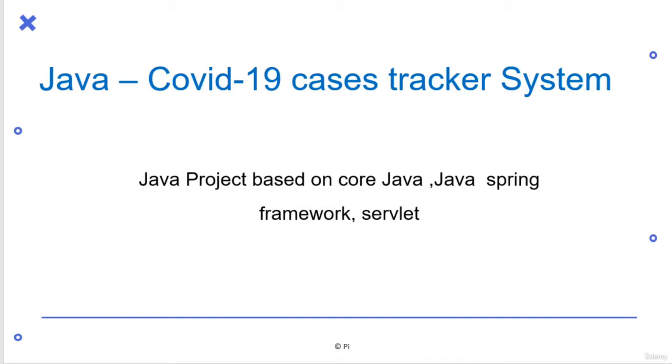Our project is the Java COVID-19 tracker system, and we are going to build some data representation part in our front end using a Java framework. I'm using the default data set here. I'm not creating my own data set. I'm using a default data set available on the internet. You can use similar data sets also.